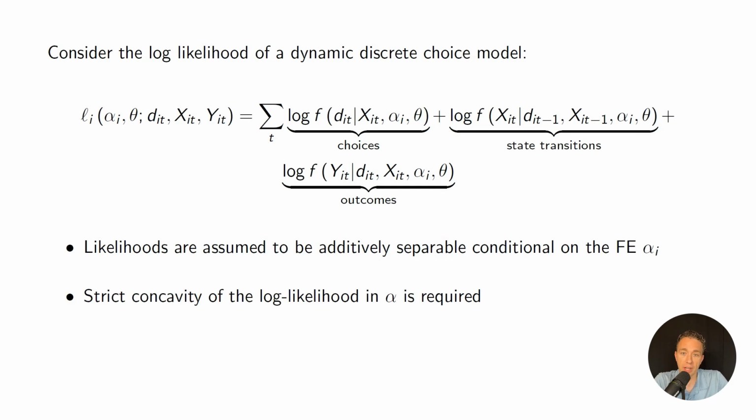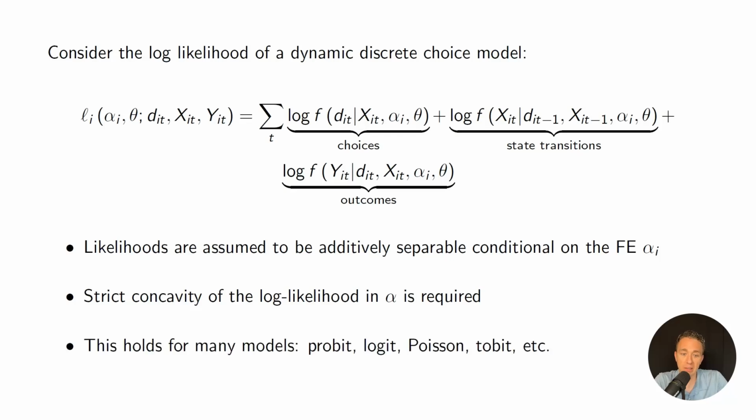And this requires strict concavity of the likelihood in alpha, but that's not a very limiting requirement because logit and probit and Poisson and Tobit and a bunch of other models satisfy that.